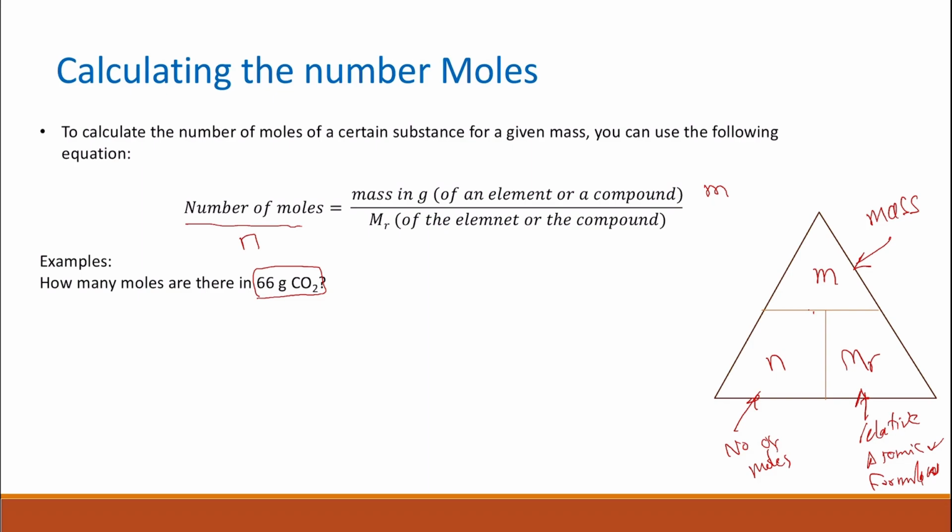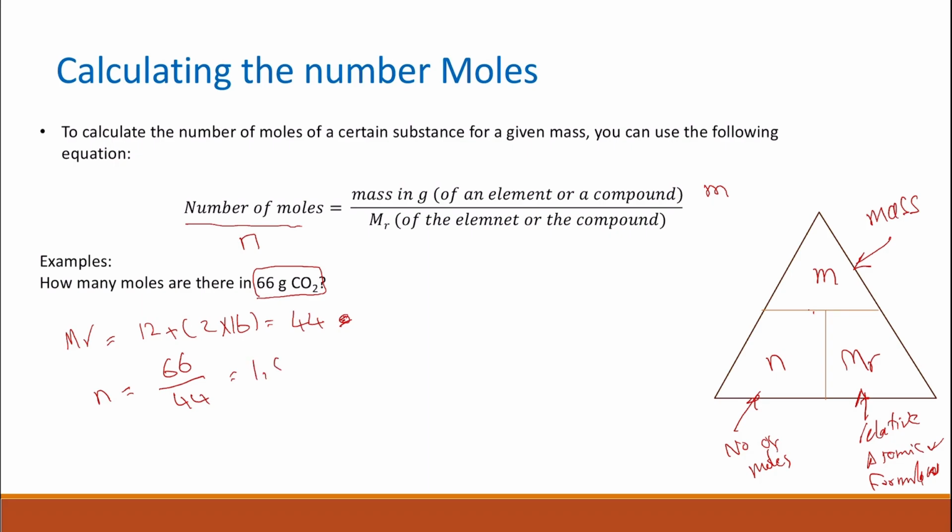So we need first to calculate the relative formula mass for carbon dioxide. The relative formula mass for carbon dioxide is carbon 12 plus 2 times 16 for the oxygen, and this is 44. This is the relative formula mass. So the number of moles, which is n, will equal the mass, which is 66, over the relative formula mass, which is 44.